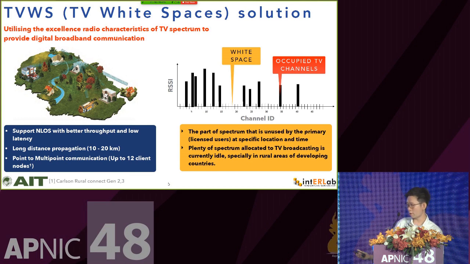In white space, we have to share the spectrum with the TV channel, the licensed user who pays for the license for the TV band, like TV broadcasting. As we can see, the black bars here show the signal occupied by the licensed users. The white part is our white space, which means the spectrum is not being used by anyone. So we can use our equipment to deploy and use this frequency for another purpose.